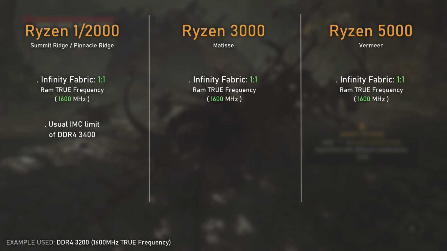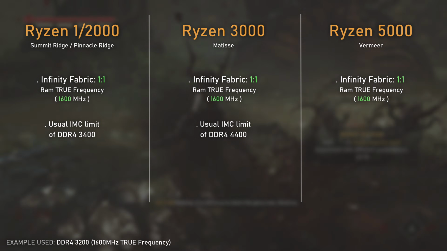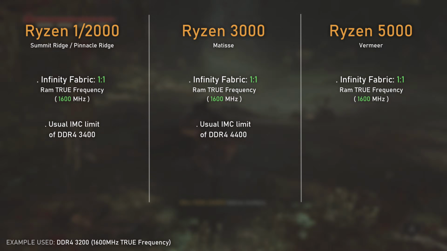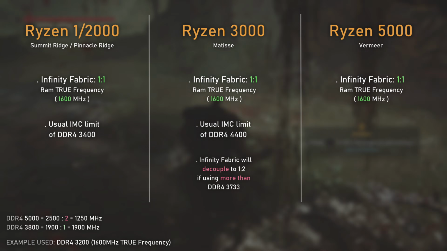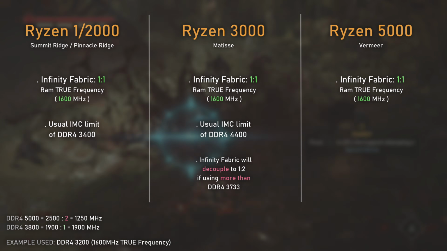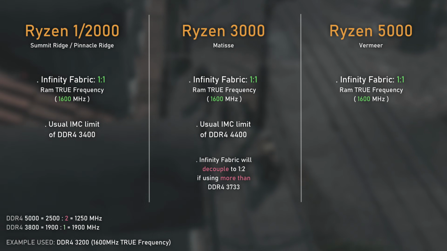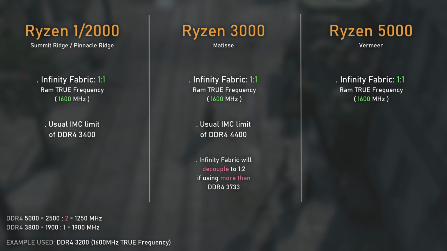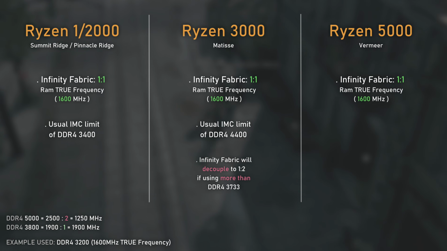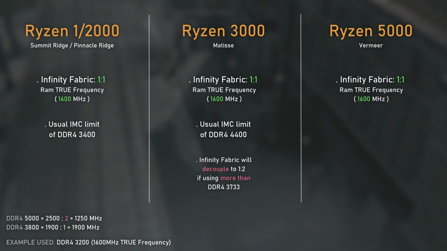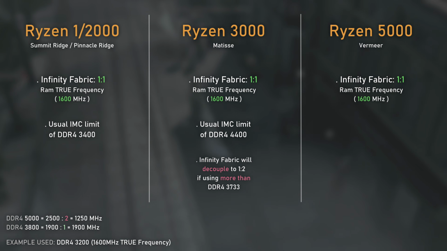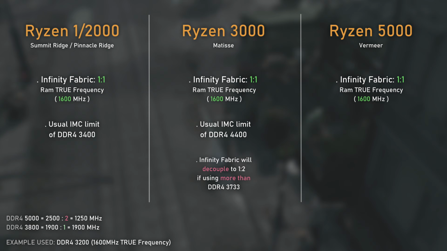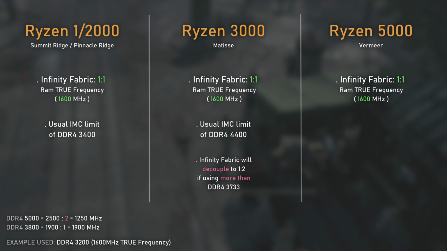The third generation brought us the ability to use RAM frequency as high as DDR4 5000, but as soon as you went over DDR4 3800, the Infinity Fabric would decouple, and would now be half of your RAM's true frequency. So using DDR4 5000 would actually mean that your Infinity Fabric's frequency would be 1250 MHz instead of the usual 2500. Making it way lower than when using DDR4 3800 that would have an Infinity Fabric frequency of 1900 MHz, making it preferable to use DDR4 3800 with way tighter timings.